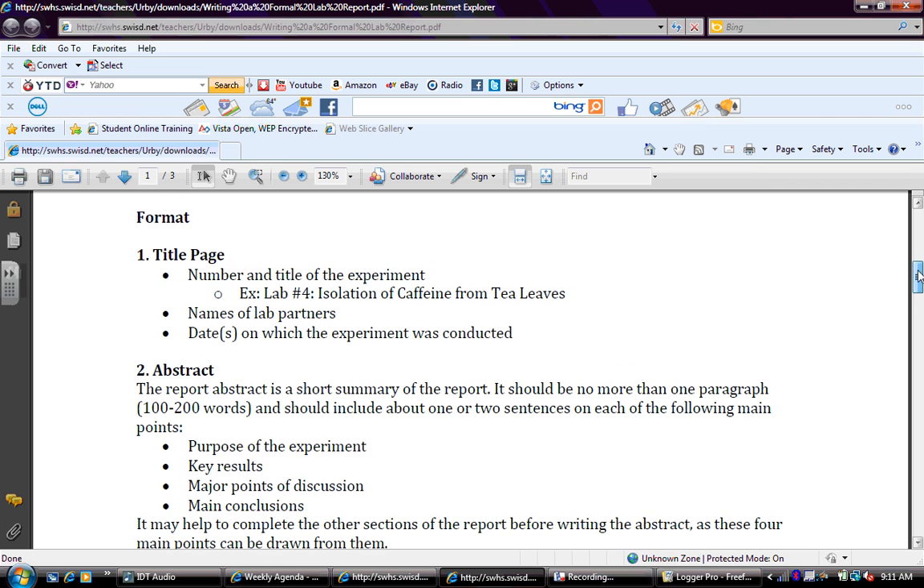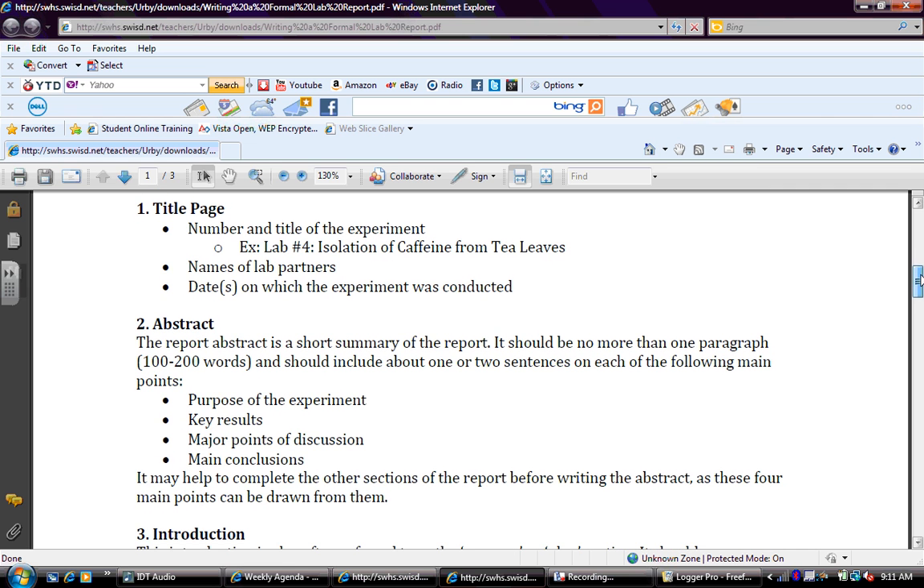The format for the lab report is going to be to first make sure you have a title page. You're going to want to have the number and title of the experiment. So this is the second actual formal lab report that we do. So I want you to go ahead and put in here lab number 2. It's not the second lab we do, but it's the second formal lab report we do. So lab number 2, and then I want you to give a title for your experiment.